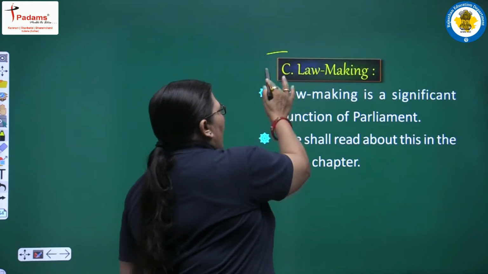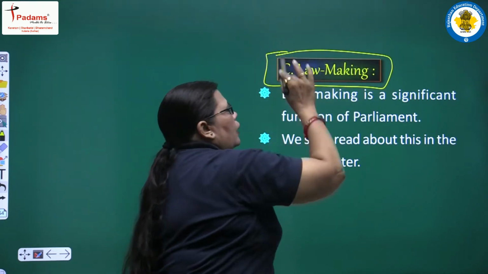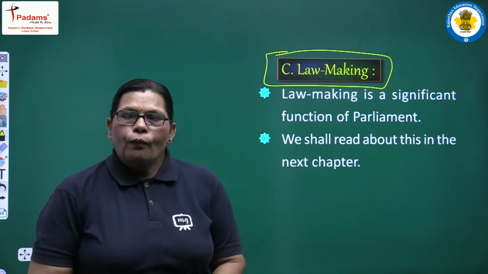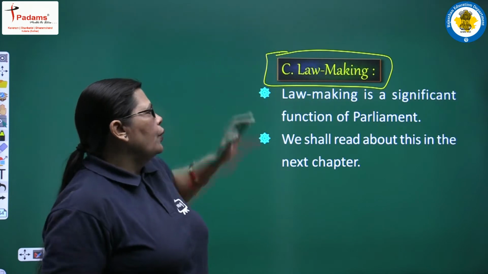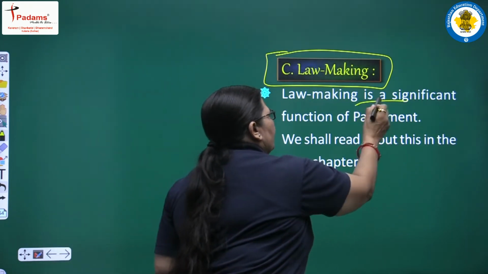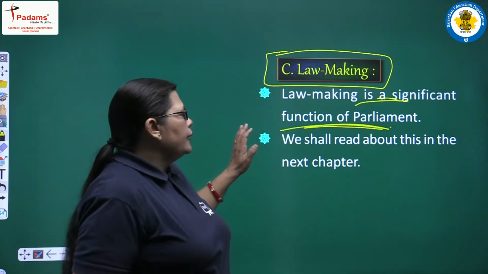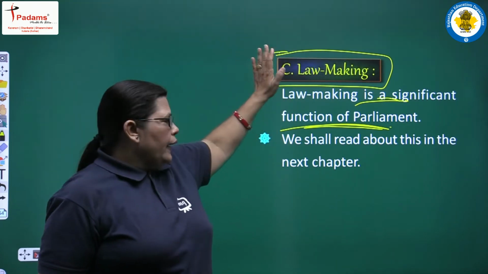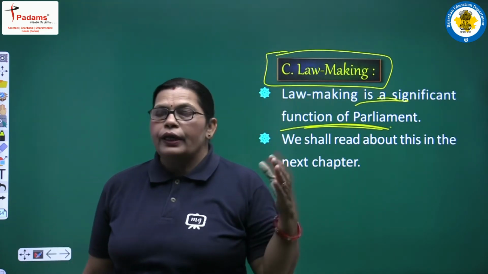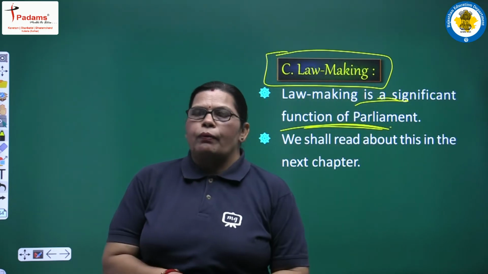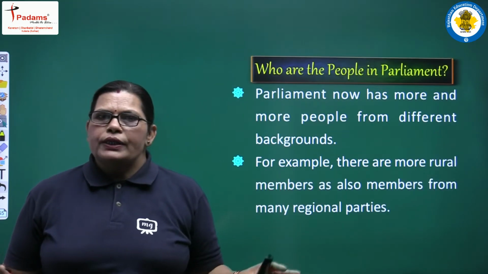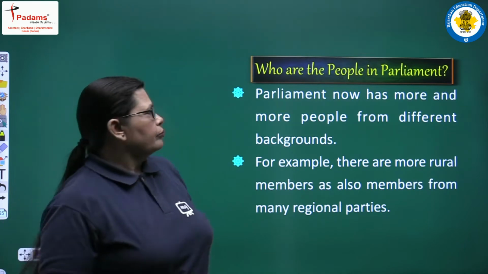See, we have our third point, lawmaking. Lawmaking is an important point, and lawmaking is a significant function of the parliament. But we shall read lawmaking in our next chapter. In unit 2, we have the next chapter about lawmaking. So, we will discuss this further on.